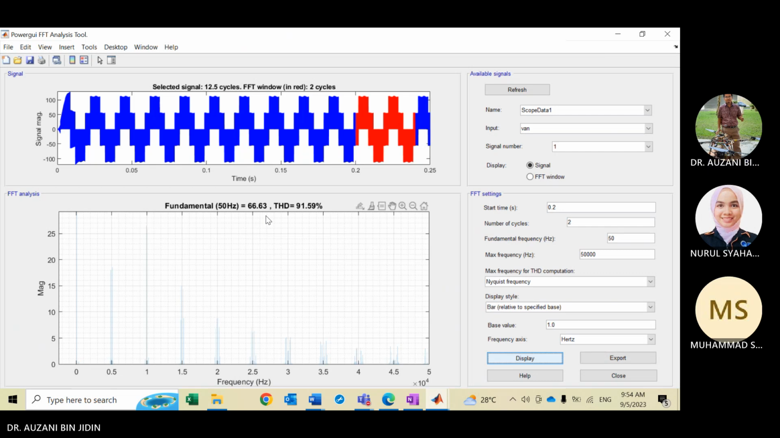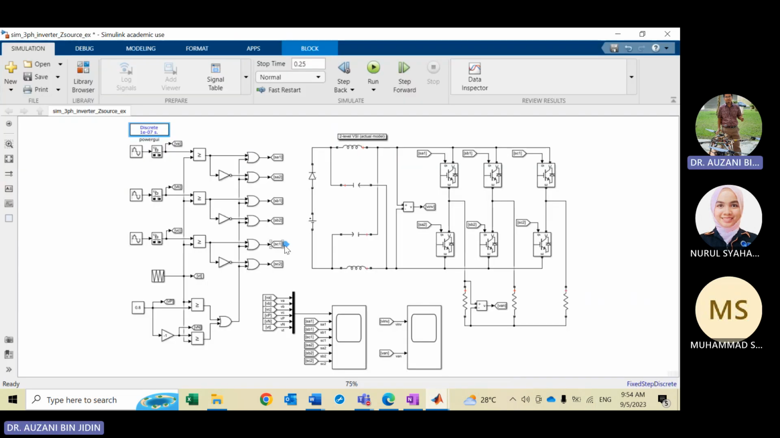Okay, clear? So this is the frequency spectrum component. You have the fundamental component and the harmonics, and we are just interested in V1, the fundamental component. I can provide this simulation, then you can study how I construct or model the simulation for the Z source. Any questions?